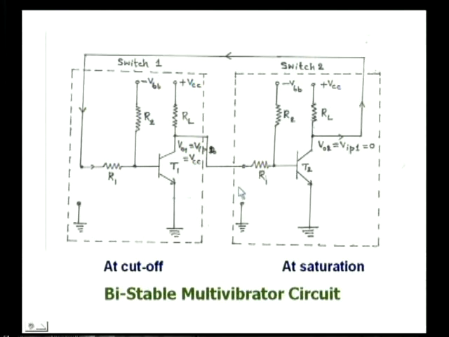So let us apply a momentary short across the base emitter junction of this transistor T2, or some negative going pulse at the base emitter junction of transistor T2, so as to forcefully drive the transistor T2, which is in on state, into off state. With transistor T2 made off by applying a momentary short across the base emitter junction, we can have an output equal to VCC.